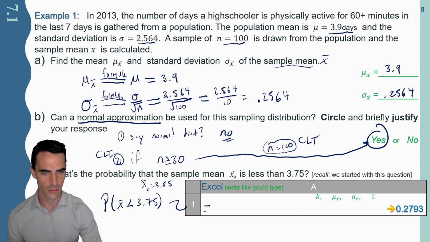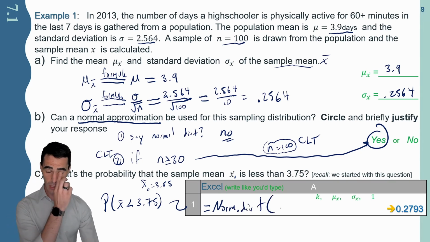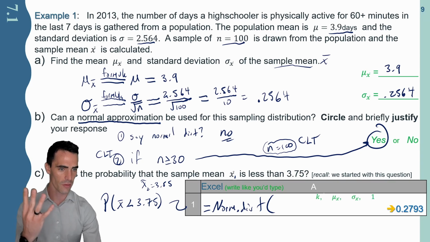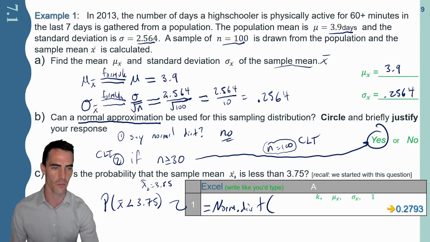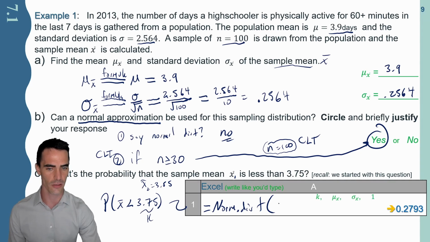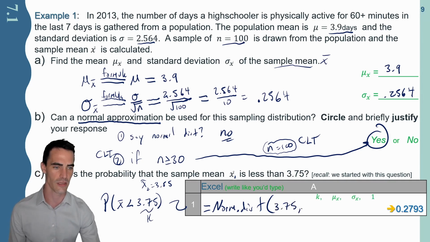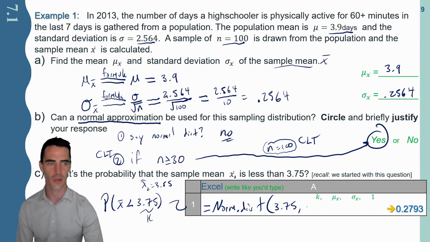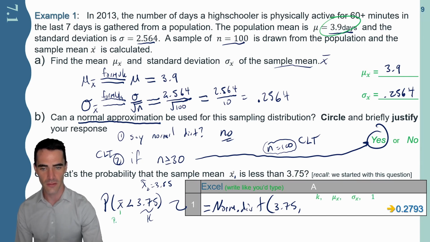I'll write here equals norm.dist. That's the Excel function we should use. And then I have 4 inputs, and I've conveniently typed them up here for our reference. The first value is the value we're switching on. This is the K value. That should be 3.75. One done and dusted. Notice for the second one, it says the mean, but it's not the regular mean that we have up here, 3.9. It's the mean of this random variable, of the group.